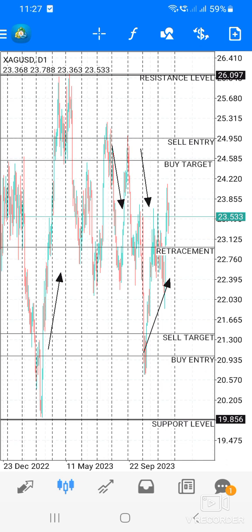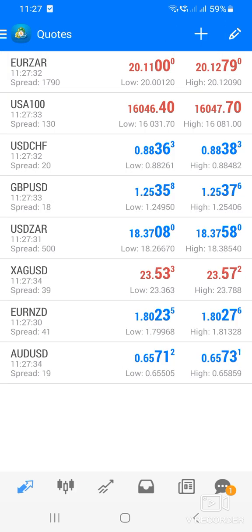It's very accurate, and you will never go wrong when it comes to the system. The only thing that you have to identify perfectly is where your support and resistance levels are at. Okay, now let's look at another pair.